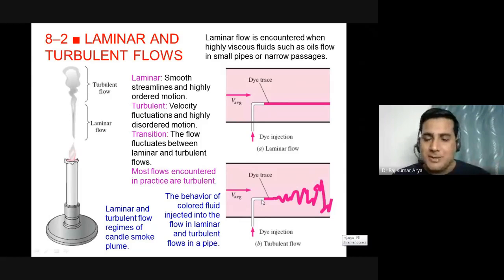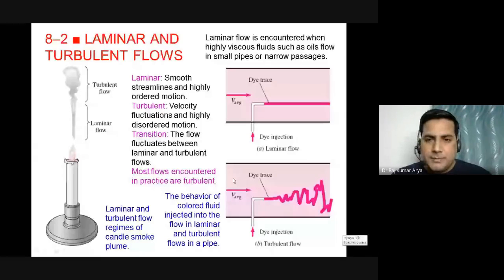Now there is one more extent, where the dye would be completely dispersed into the entire pipe, and that's the limit of transient, the turbulent flow, sorry. In turbulent flow, as soon as the dye comes out, it will mix up in the entire pipe, and that's called turbulent.